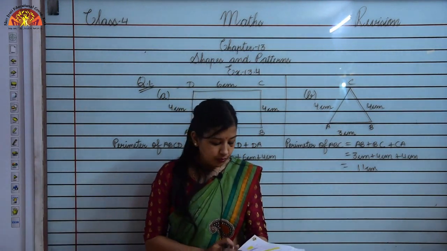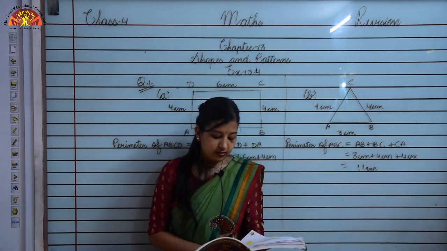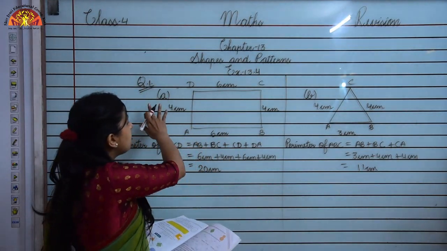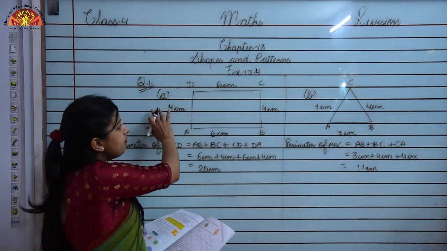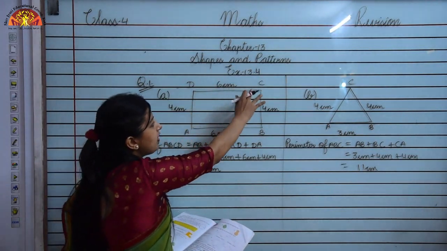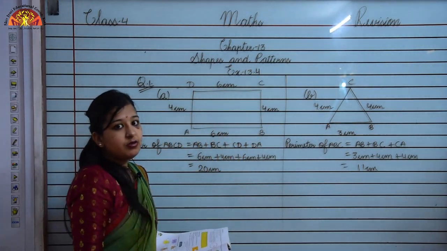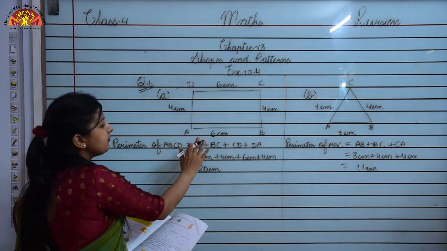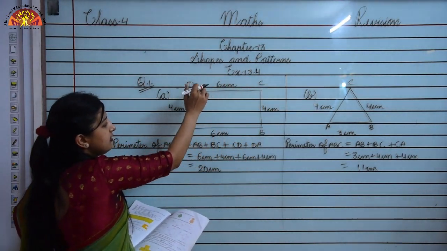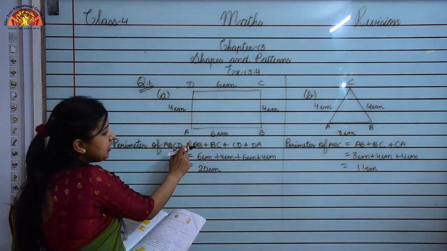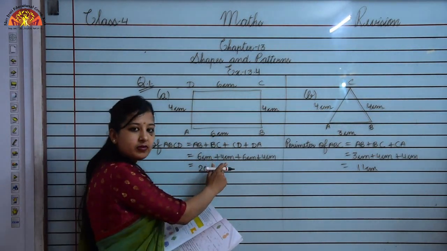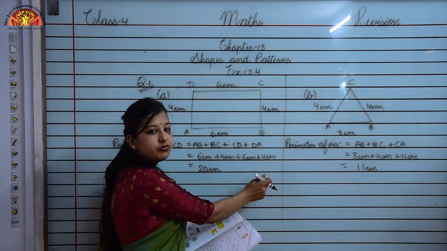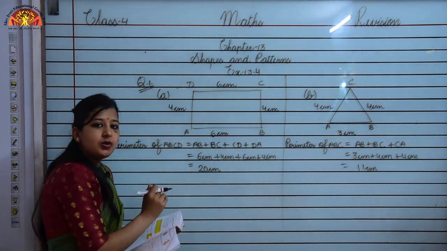Now students, we are going to do question number 1 of exercise 13.4, which is on page number 172. Now we are going to do A part of question number 1, in which we are having one figure and the measurement is given. Fine. So as you know that perimeter is the total length of boundary. So students, perimeter of ABCD is AB plus BC plus CD plus DA. Here AB equals 6 centimeter, BC equals 4 centimeter, again CD equals 6 centimeter and DA equals 4 centimeter. So the addition will be 20 centimeter.